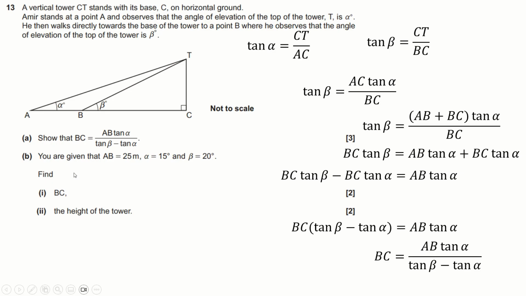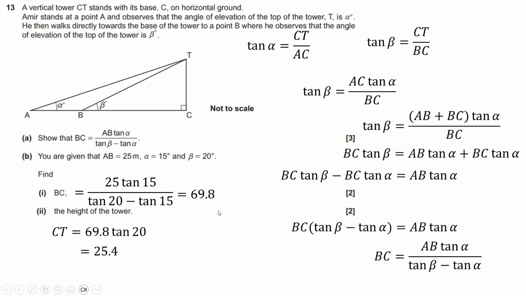So it's just a bit of rearranging, really. And then given that AB is this, just substitute all of that information in here, and you find BC is that. Find the height of the tower, that's CT, remember. We already decided that CT was this. I've been given BC is, or I found out BC is 69.8, and tan beta is just tan 20, so it's 69.8 times tan 20 for CT, which is going to be this here.